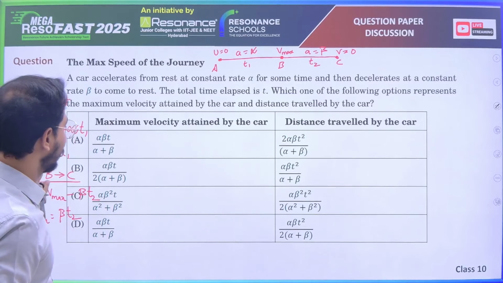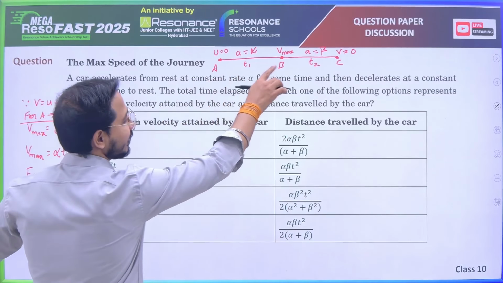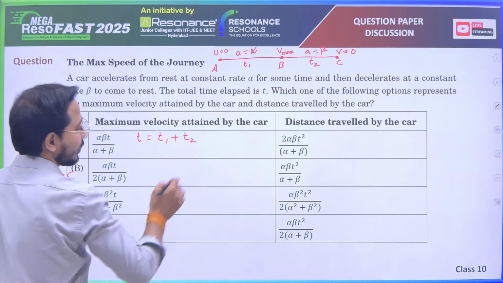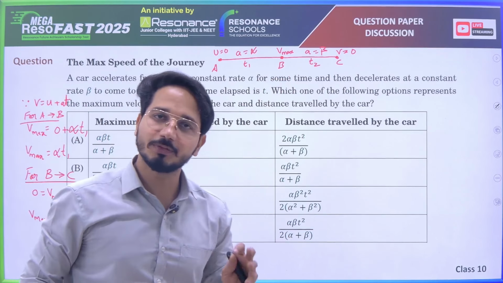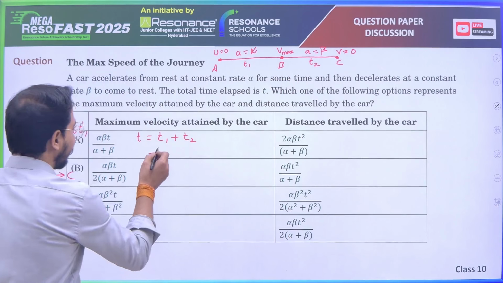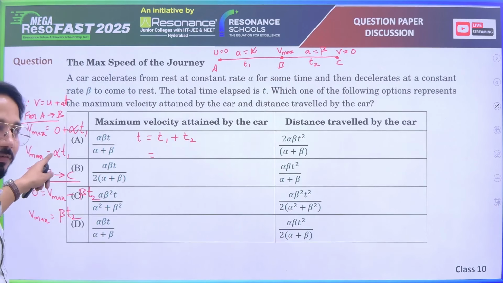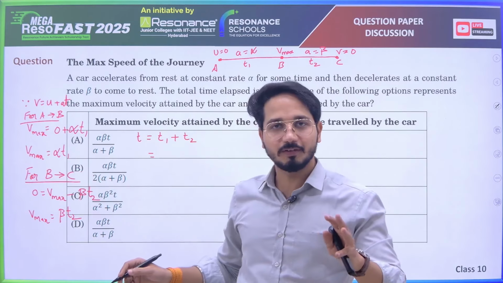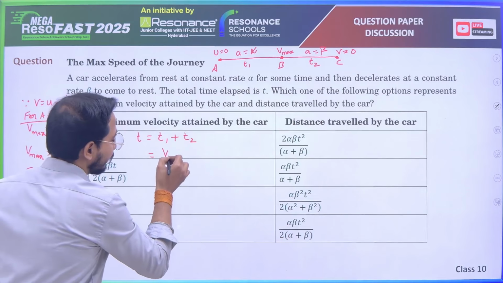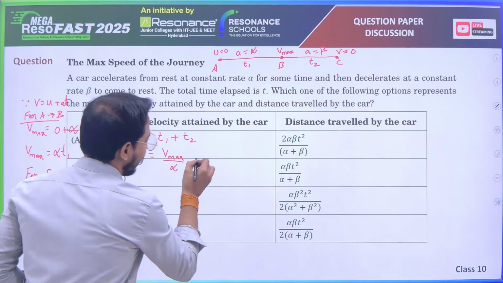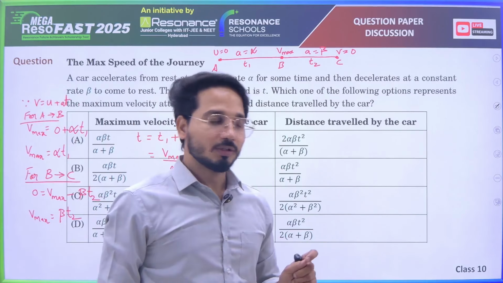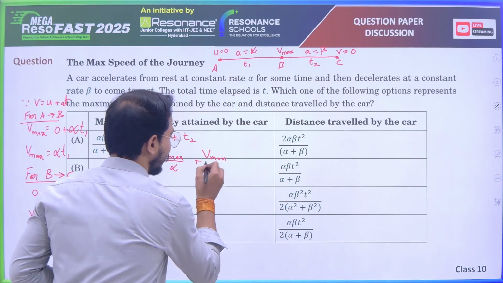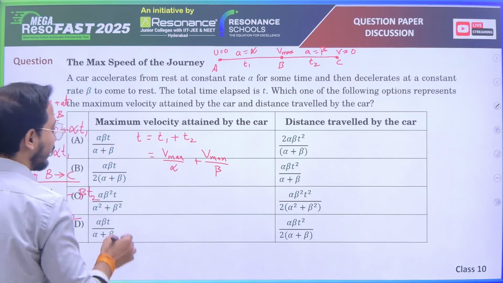Clear? Now see, time taken by the particle is T1 and T2. So total time taken T is equal to T1 plus T2. If we see from this equation, in the journey of A to B, T1 will be equal to Vmax upon alpha. So T will be equal to Vmax upon alpha plus T2, which is equal to Vmax upon beta. Clear? This is the total time.